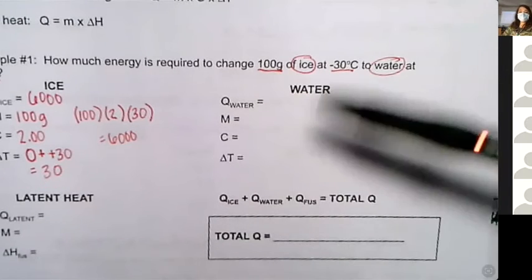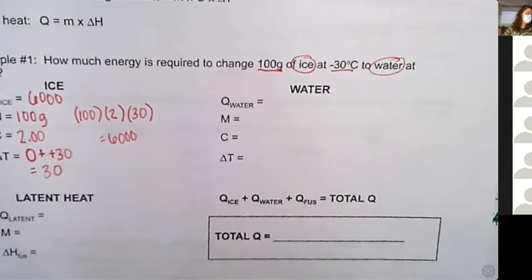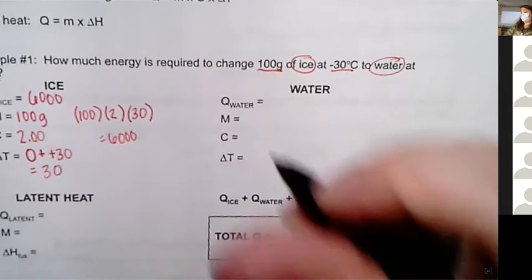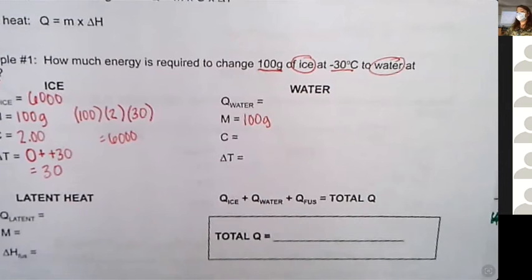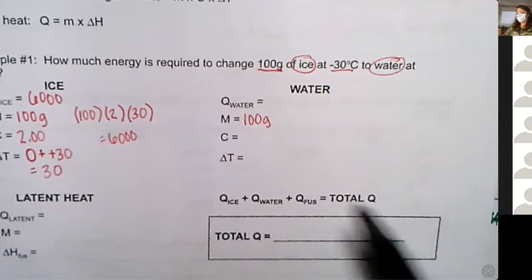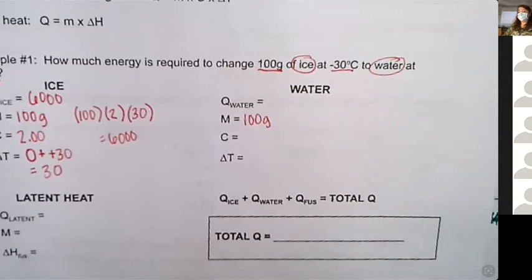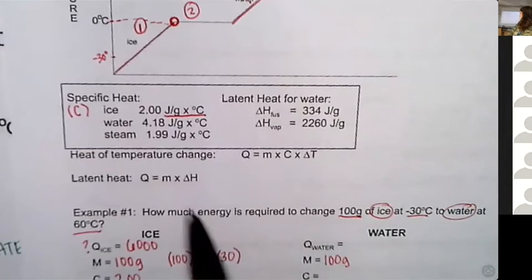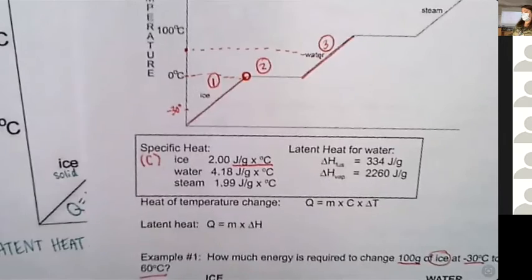Now we got to figure out our stuff for water. All right, so here's what's going down with water. We're still going to have 100 grams for our mass. Still the same thing, 100 grams for mass. Our C now is different though, because remember we find our C up here, and this time we're dealing with water. So water is 4.18.